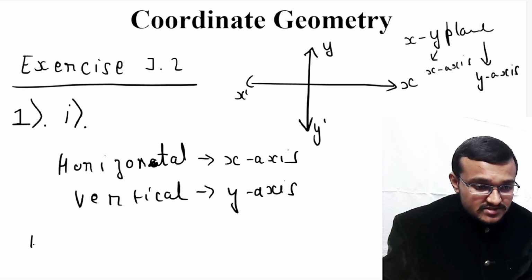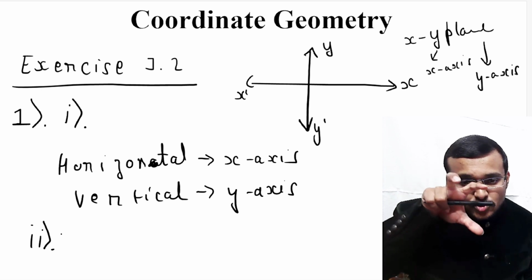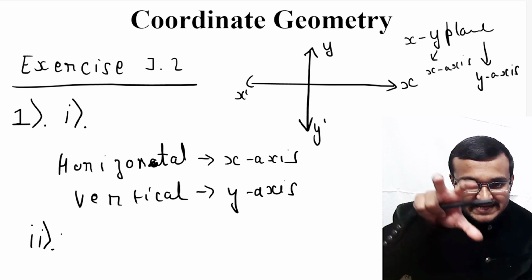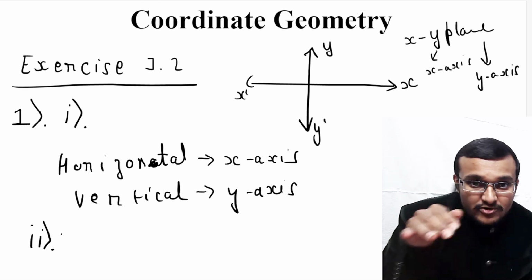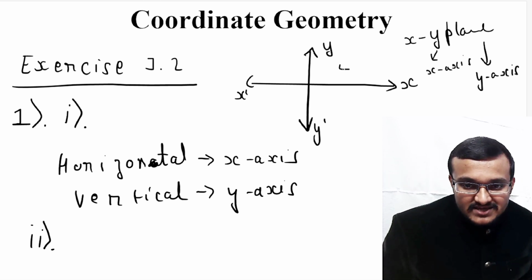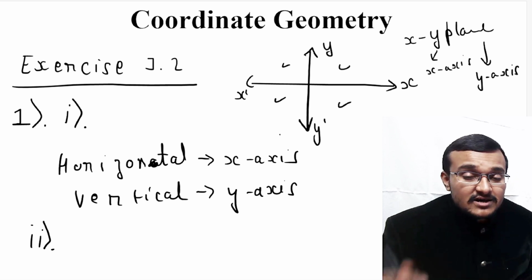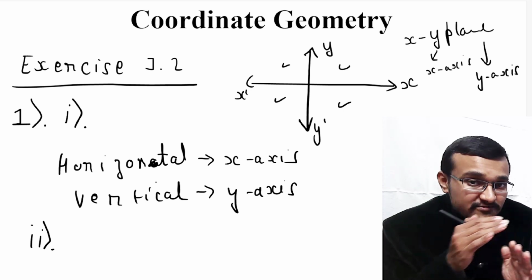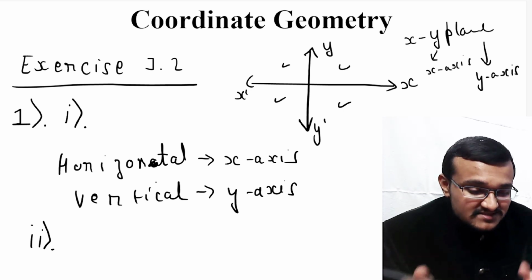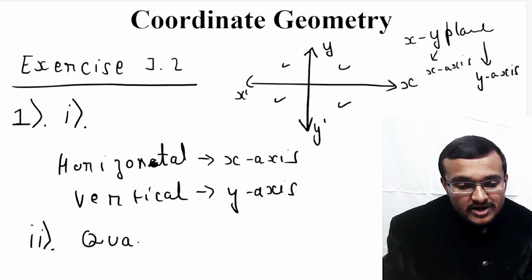Now coming to the second question, this entire coordinate plane, or XY plane, or Cartesian plane, is divided into four different parts. Here you can see 1, 2, 3, 4. So four different parts are there. What are these known as? Because it is divided into four different parts, these are known as quadrants.